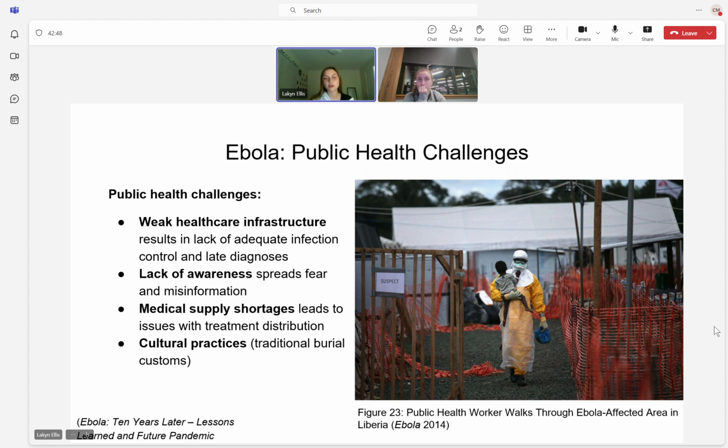There's a lack of awareness in the community, so it spreads fear and a lot of misinformation, kind of giving people like fear of the unknown and false information. And cultural practices, as I said before, there are traditional burial customs that these people in these areas follow that cannot be followed if a loved one has passed away from the Ebola virus.